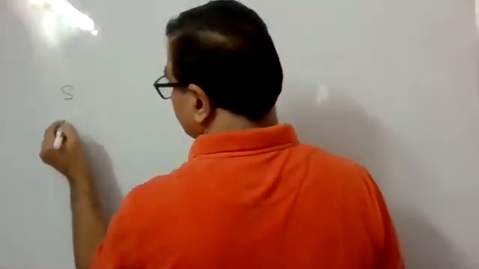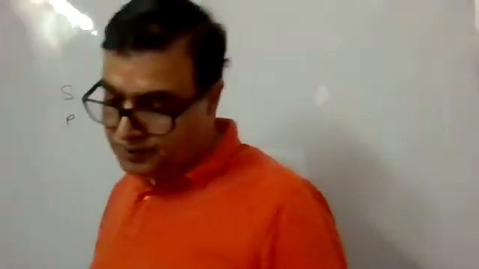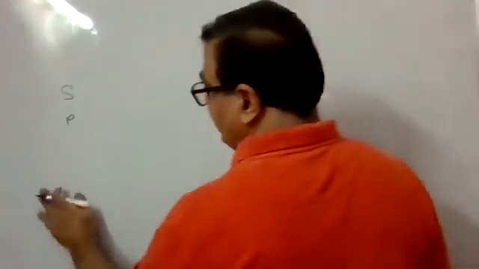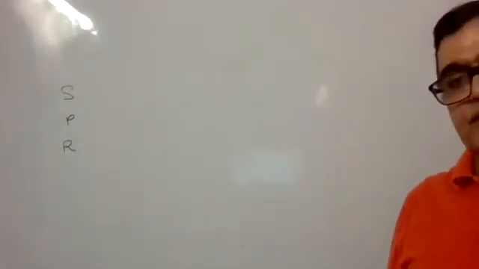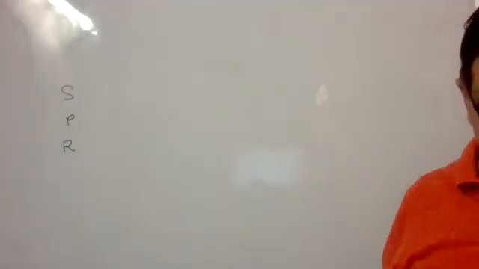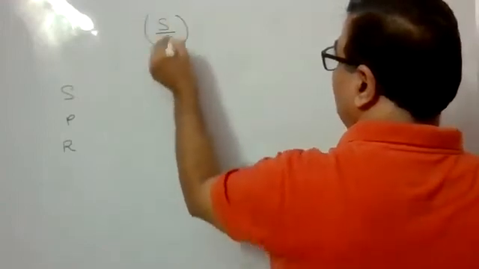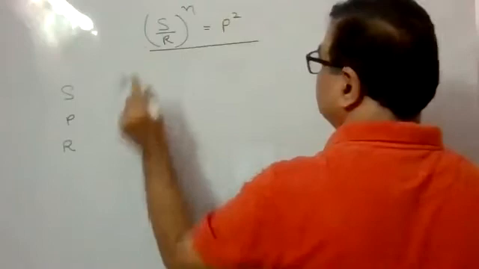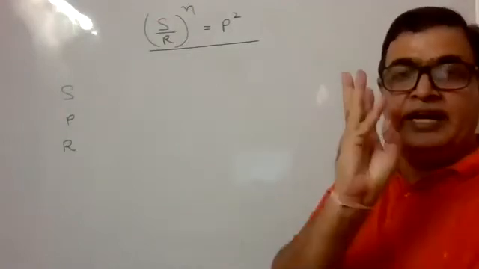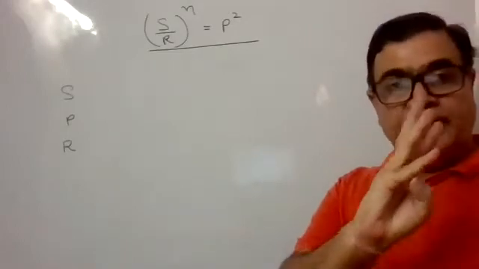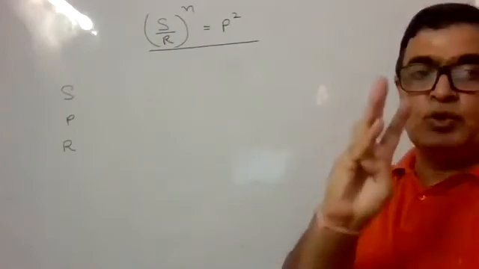If capital S be the sum of n terms of a GP, P is the product of n terms of the GP, and capital R is the sum of reciprocals of n terms of the GP. Then my question is, prove that S by R whole power n comes out to be P square. We have to prove S by R whole power n is P square, where S is the sum of n terms of GP, P is the product of n terms of GP, R is the sum of the reciprocals of n terms of GP.